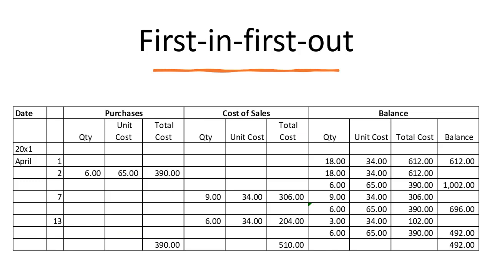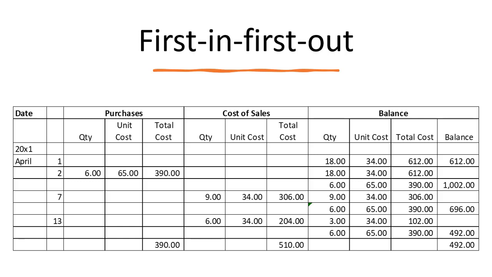Okay, so you can see here, first April, I have 18 units, unit cost of $34, so the total cost will be $612. You can see that in that April 1st row. So the balance will be 612, of course, for that opening balance. And then as you can see, on 2nd April, we purchased 6 units at a cost of $65, and then the total will be $390.